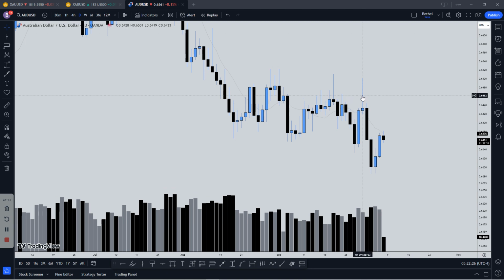So you can see on this candle, the high of that candle is 0.6501. If you approximate that, that's 0.6500. That's a round number, so that's a psychological round number.